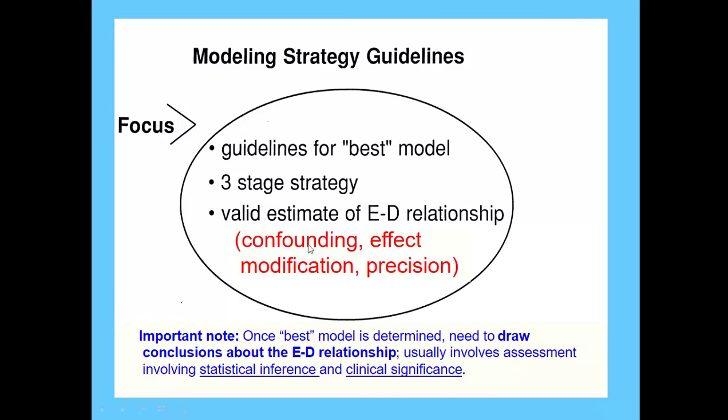So basically, you need to draw conclusions about the exposure-disease relationship. That typically involves assessment involving statistical inference and even clinical significance. As far as statistical significance, there are typically three things you want to get at the end of this whole process of coming up with the best model. You want to get a good, proper, appropriate estimate of the measure of effect that you're studying. If it's logistic regression, the classic measure of effect is the odds ratio. You want to get a good answer for the odds ratio from your final model.